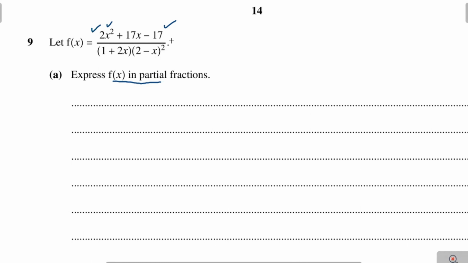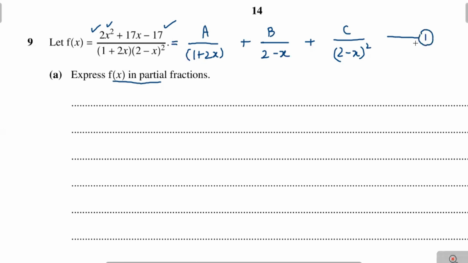After checking this, we resolve this fraction into two or more fractions. You see here, the denominator is 1 plus 2x into 2 minus x whole squared. Firstly, we write the first fraction with denominator 1 plus 2x, the second fraction with denominator 2 minus x, and the third fraction with denominator 2 minus x whole squared. Now we write the numerators: a, b, and c. We name this equation 1.